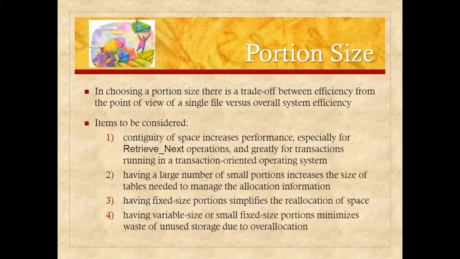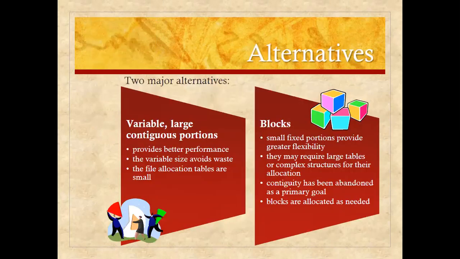In choosing a portion size, there is a trade-off between efficiency from the point of view of a single file versus overall system efficiency. So you need to check whether your file can be opened at a time or not, whether your file will be usable in a single run through, or it will be split in several parts. So there is a lot of information regarding a portion, how much portion you will require for a particular file. So what are the alternatives we can find in between pre-allocation versus dynamic allocation?